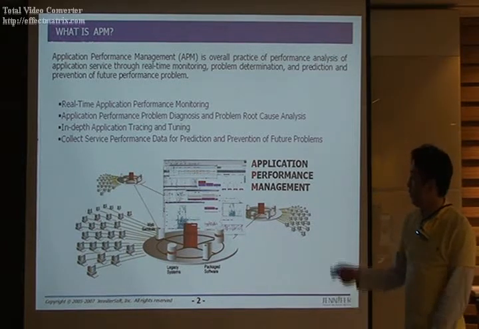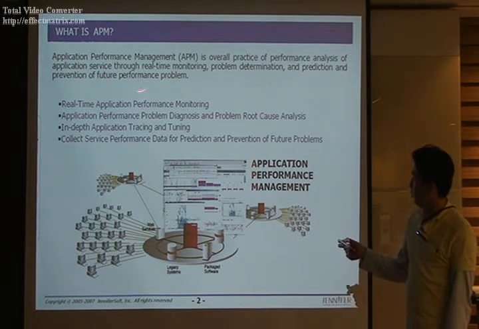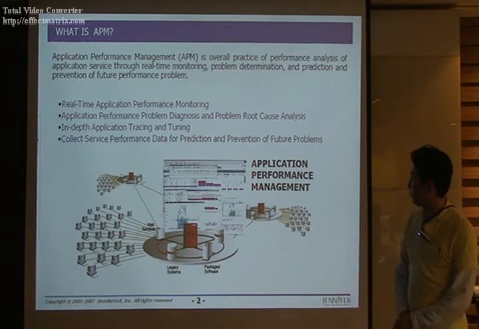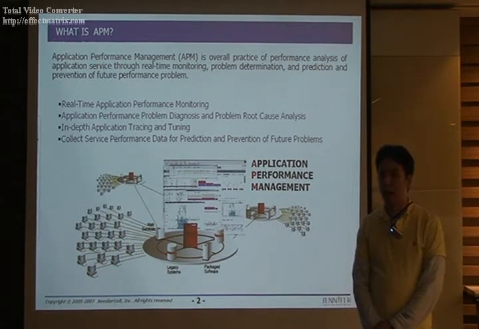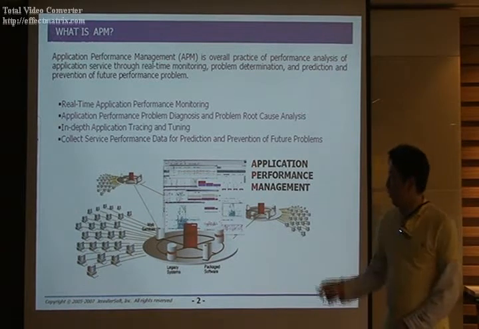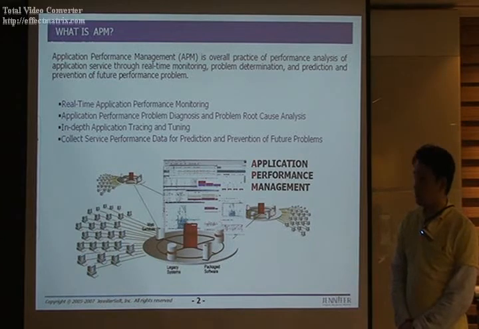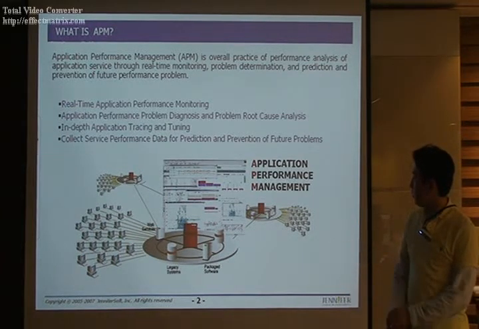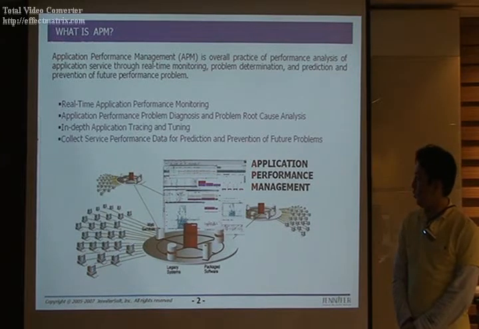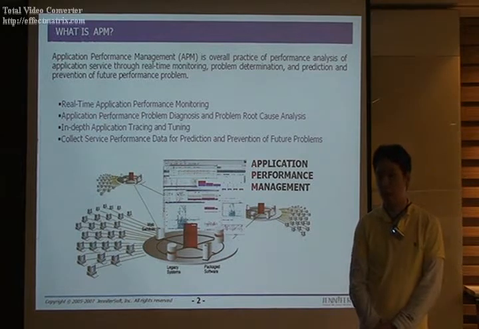We at JenniferSoft believe that an APM solution must have 4 basic items within itself to be effective. First of all, an APM solution must be real-time oriented. It must be able to do performance monitoring in real time. Secondly, the application performance management solution must be able to do problem diagnosis and also do root cause analysis of the problem. Thirdly, it must be able to do in-depth tracing and tuning of the application. And also, last but not least, it must be able to store the performance data to be used for future prediction and prevention of problems.